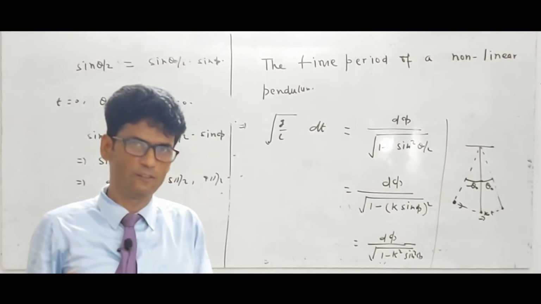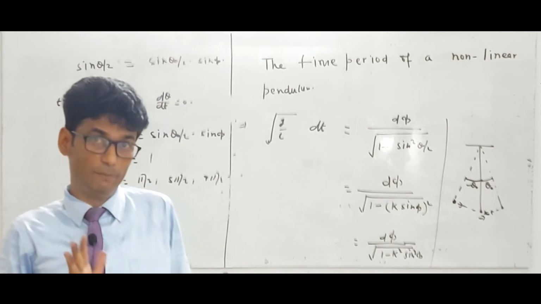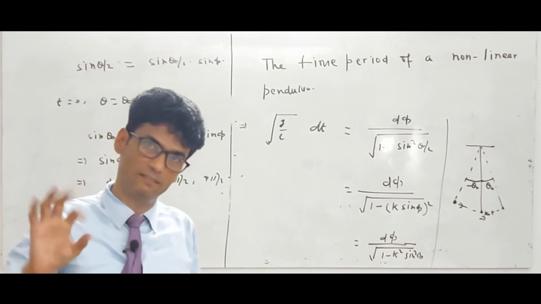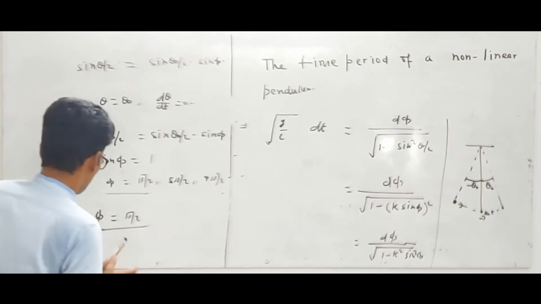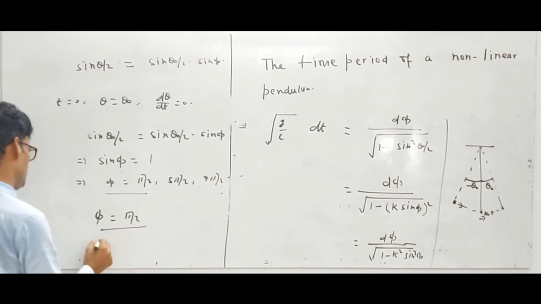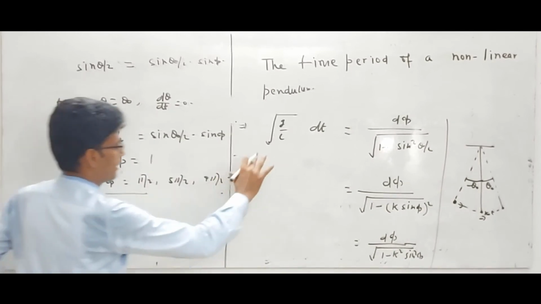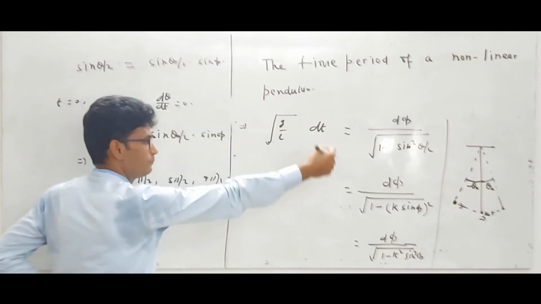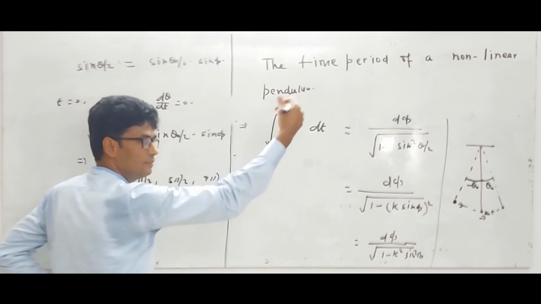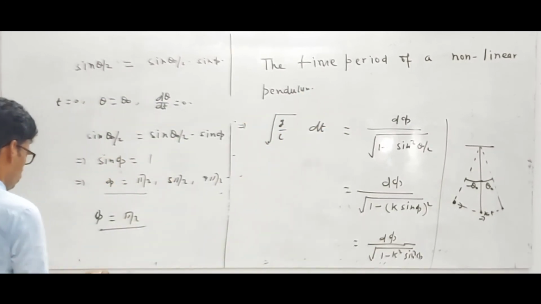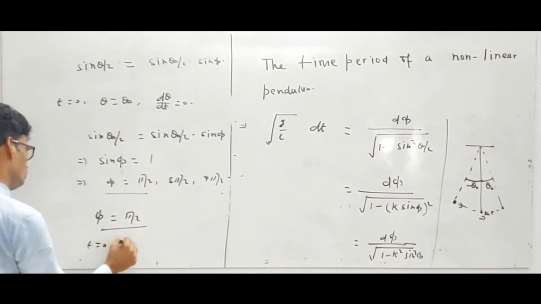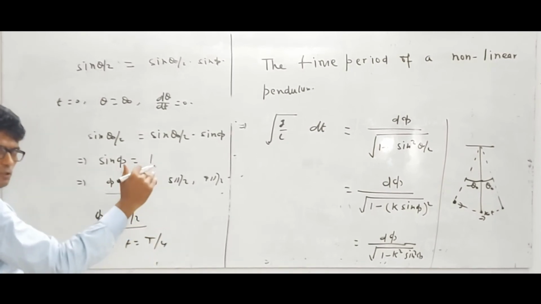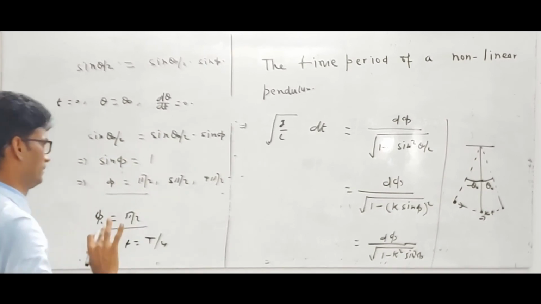Now we get our limits on both sides by using the initial condition. So here you have to write the time t equal to 0 up to what? We have to go from the mean position to either side's extreme. So t is equal to 0 to t is equal to T by 4, because we are watching from the mean position to the extreme, like that here.